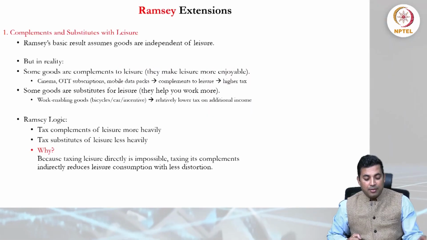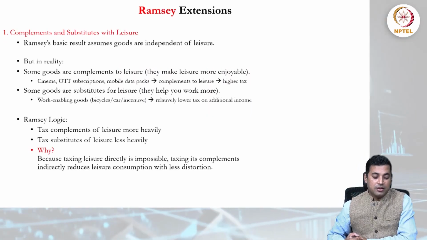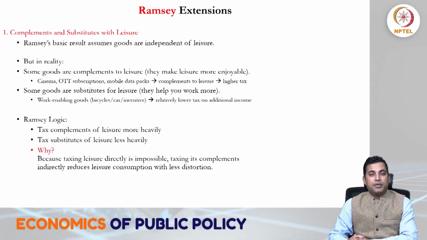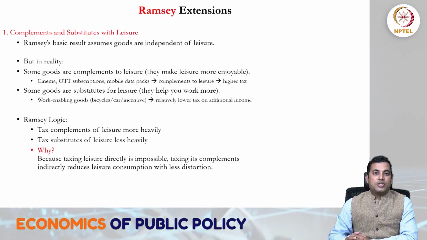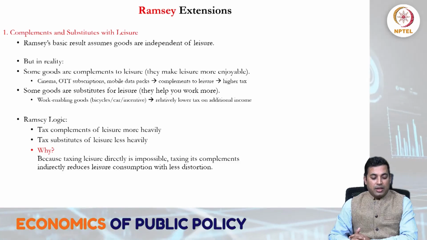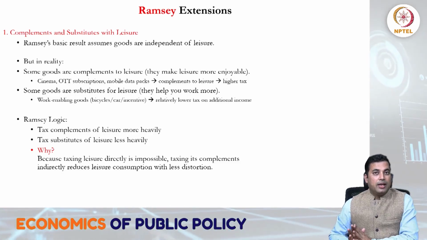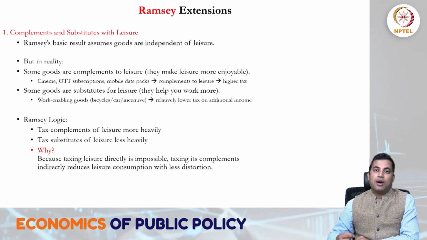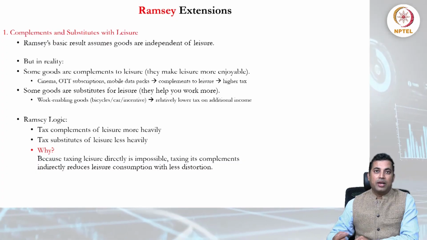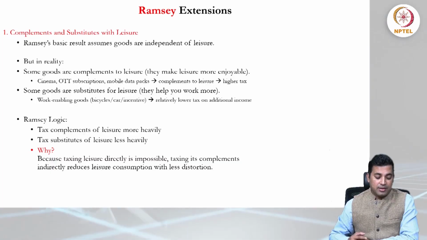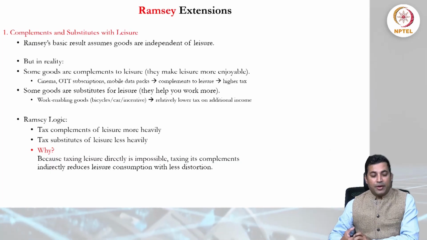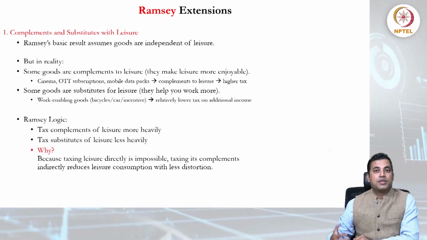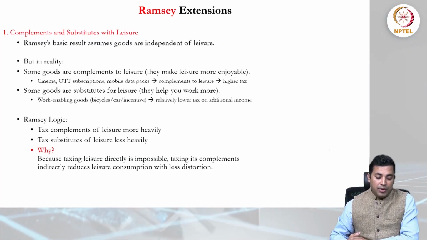So let us begin with the Ramsey's extension, and let us take the example of leisure. In the labor supply curve, if you recollect in our discussion, there is a trade-off between working hours and leisure. When we take the example of leisure, there are two points we would like to discuss, like how to impose taxation on leisure, which is very complicated and very complex. One is complements with leisure, or substitutes with leisure.